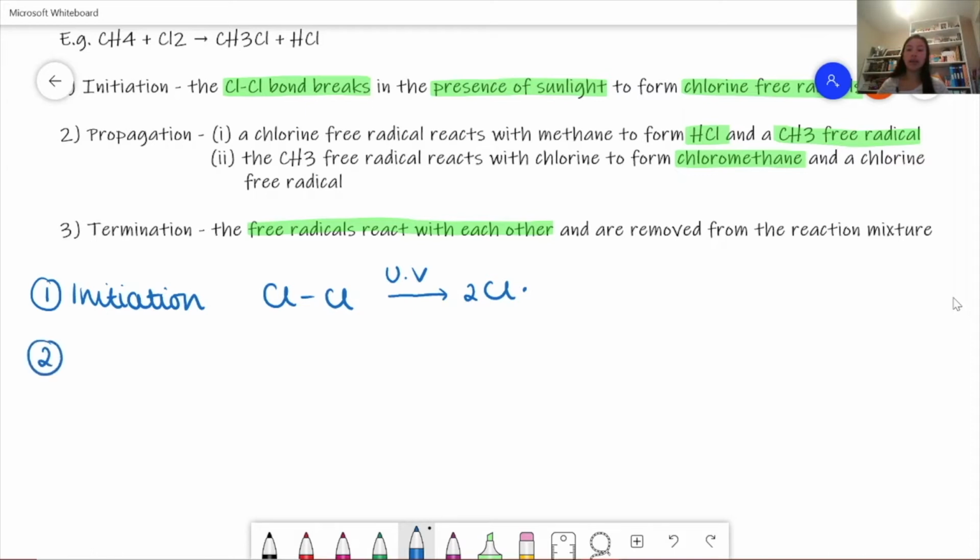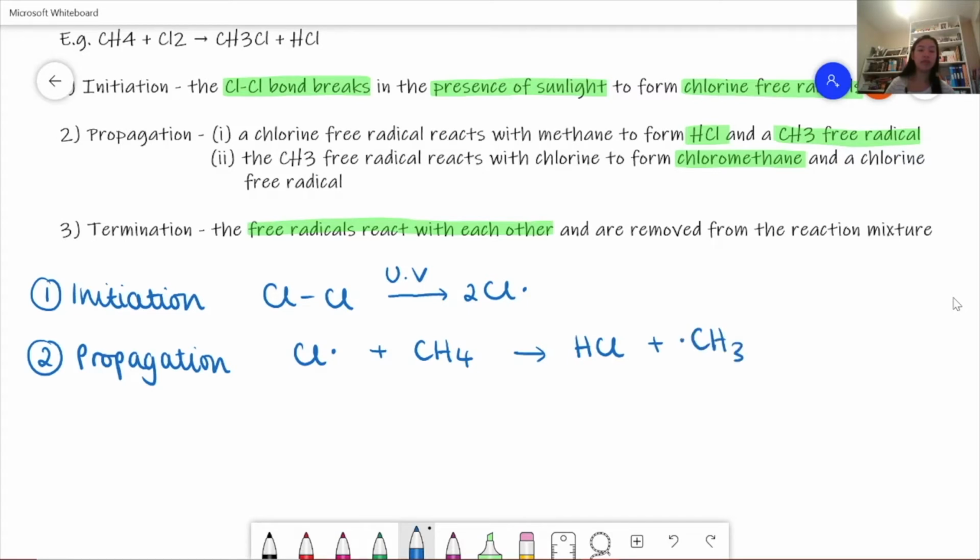And so the second step is propagation. And what happens in the first step is that a chlorine free radical will react with the methane that we have, and the free radical will take away one of the hydrogens from the methane, so we'll form hydrochloric acid. And then that means that the methane will be left with one less hydrogen, so that itself is a free radical. And we always put the dot where the atom is missing. So the hydrogen is missing from the carbon, so we put the dot on the carbon.